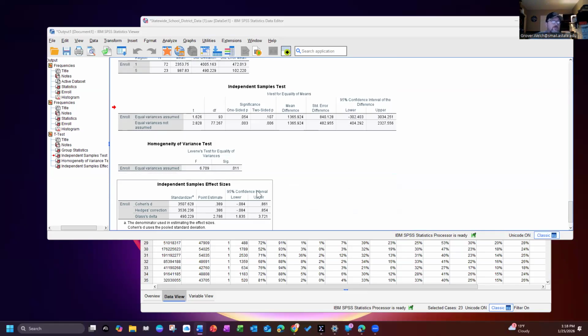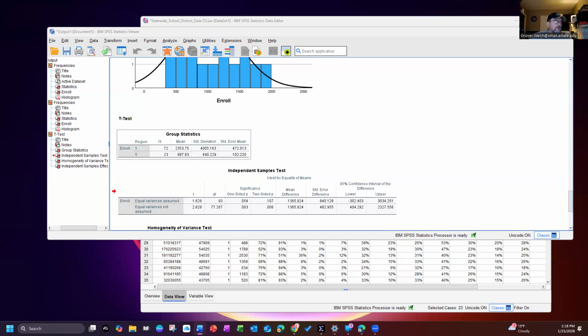My descriptive statistics. My total sample consisted of 95 participants across two regions. Region 1 had an N of 72 and a mean enrollment of M equals 2,353.75 with a standard deviation of 4,005.16, while Region 5 had an N of 23 and a mean enrollment of 987.83 with an SD of 490.23.